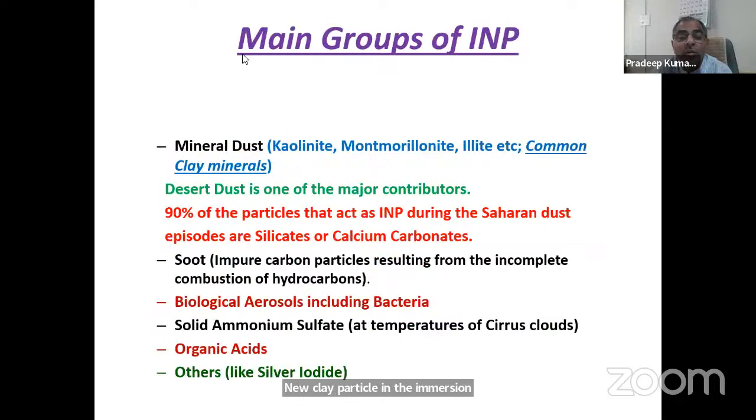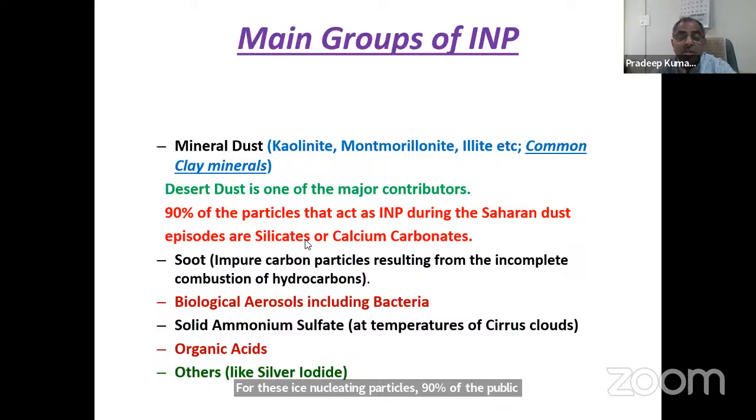Now, what are the main groups of ice nucleating particles? The first main group is mineral dust. There are several of them in that: galena, common clay minerals. Desert dust is one of the major contributors throughout the world for these ice nucleating particles. 90% of the particles that act as ice nucleating particles during Saharan dust episodes are silicates or calcium carbonates.